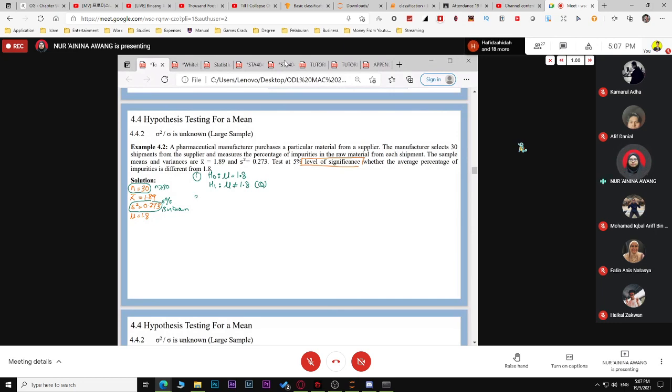And then for step 2, we find our Z calculated by substituting into the formula. X bar is 1.89 minus 1.8, over, since this is the value for variance, you need to square root the value, 0.273, over square root of 30. So what will be the value for Z calculated?